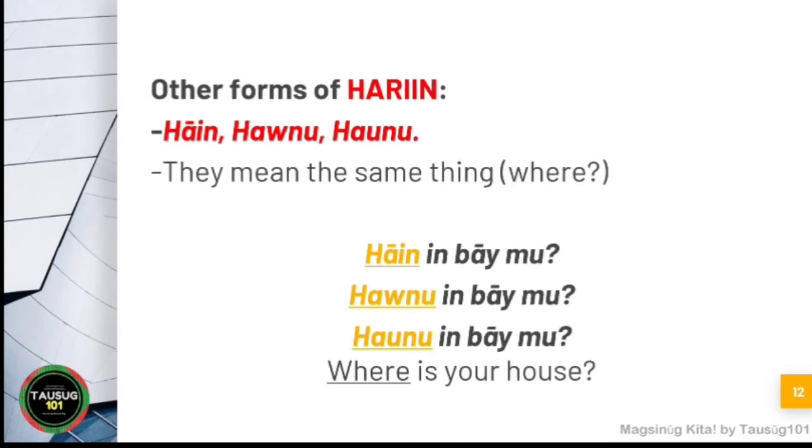Other variants or forms of the question word hariin are hain, haunu, and hauno. They all mean the same thing, where. So an example here, hain in bay mo, haunu in bay mo, hauno in bay mo. Where is your house?